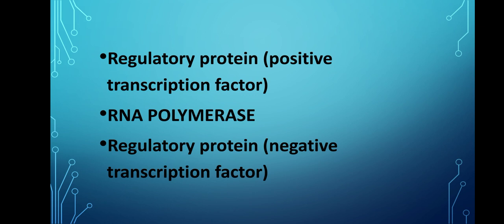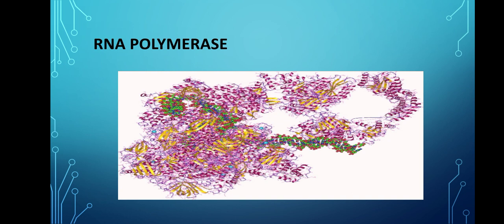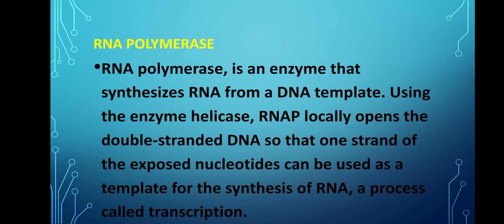Regulatory protein, positive transcription factor, RNA polymerase, regulatory protein, negative transcription factor. RNA polymerase is an enzyme that synthesizes RNA from a DNA template. Using the enzyme helicase, RNA polymerase locally opens the double-stranded DNA so that one strand of the exposed nucleotides can be used as a template for the synthesis of RNA, a process called transcription.